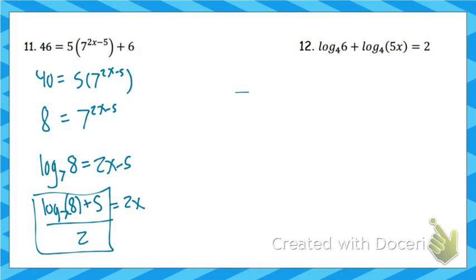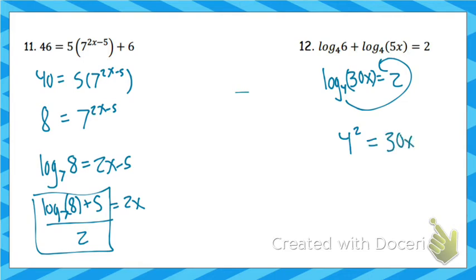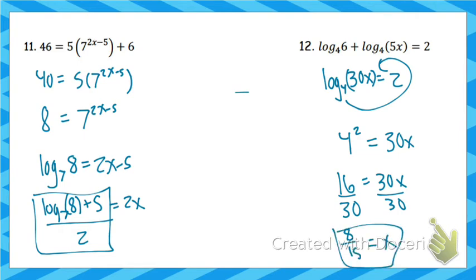All right, log equation. Use your log properties. Combine those together. The arguments can be multiplied. You don't change the base. This time it's log equal to a number. So let's write it in exponential form. So 4 to the second is equal to 30x. 4 squared is 16. To get x by itself, you'll divide by 30. So I get 8 over 15 is equal to x.